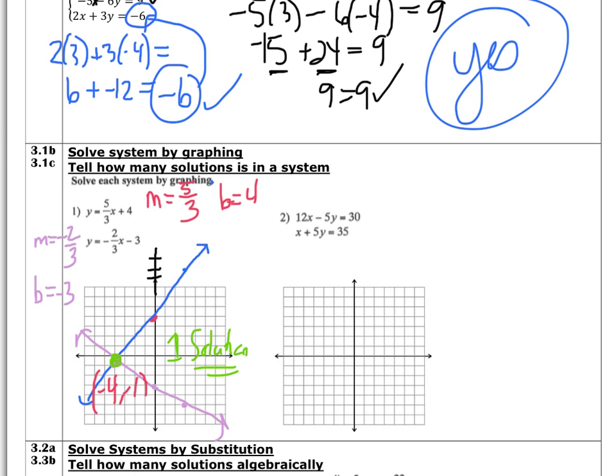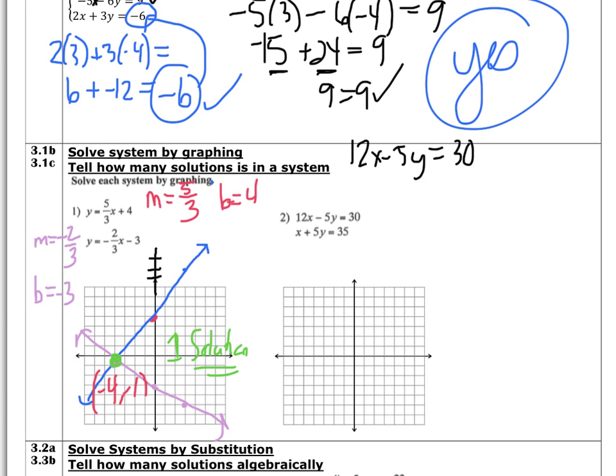Let's try number 2. They want us to graph it. So if we first graph these two, we're going to notice it doesn't look like it's in y equals mx plus b format. So your best bet will probably be to get them to look like this. So we're going to have to do some algebra. So let's go to that first equation and rewrite it. So we have 12x minus 5y equals 30.